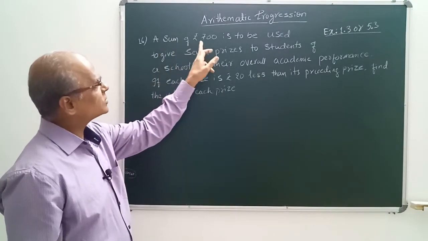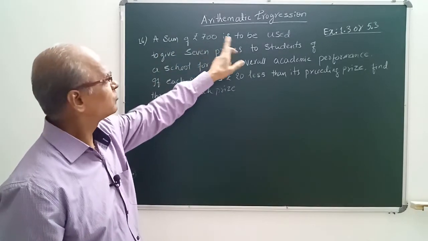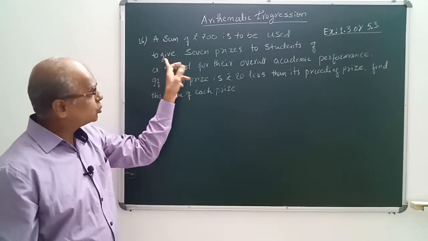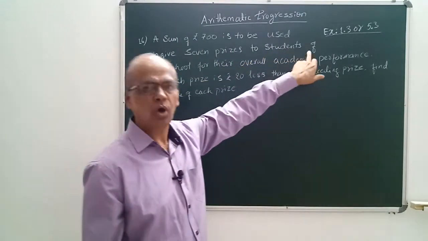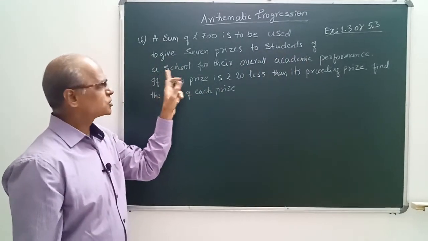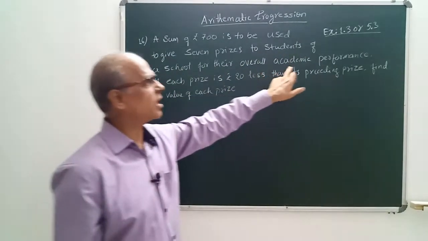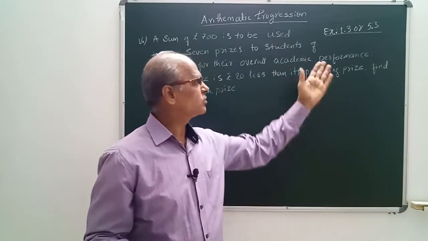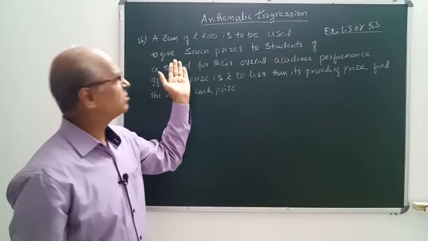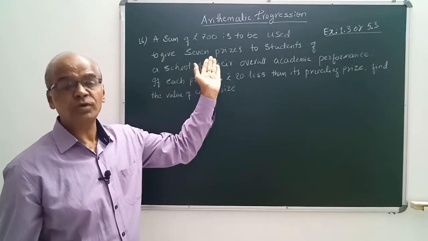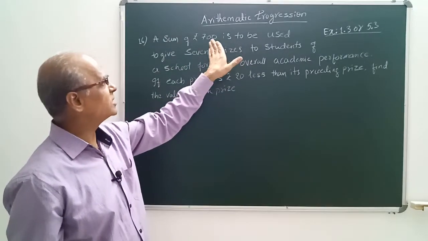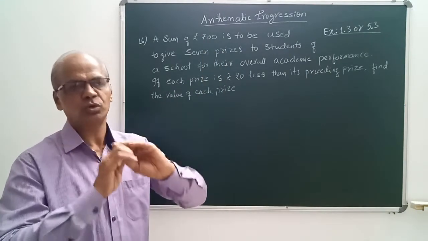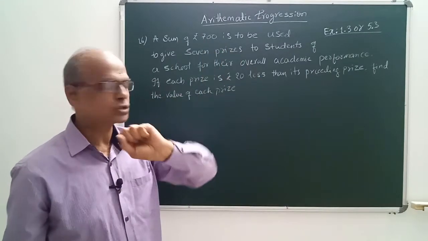A sum of rupees 700 is to be used to give 7 prizes to the students of a school for their overall academic performance. Observing their performance during the whole year, the management wants to distribute the prizes to 7 students. So the total is fixed, that is 700. Within 700 rupees you have to distribute to the 7 students.